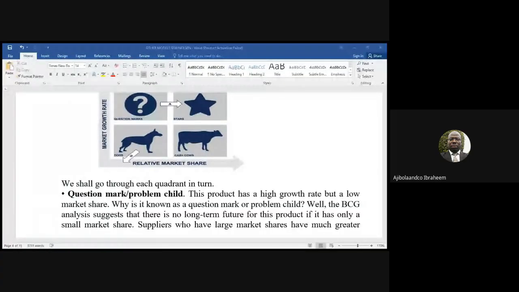Now, if this high growth rate is maintained and expenditure on promotion, advertisement yield result, then that product with high growth rate now has high market share. It will change that quadrant. The one we have now at top left, it will move to top right. Because with high growth rate, there is now high market share, it becomes a star product. Meaning that now it is accepted in the market, it's making a lot of money.